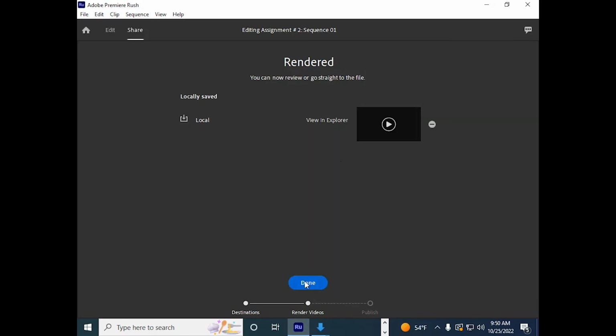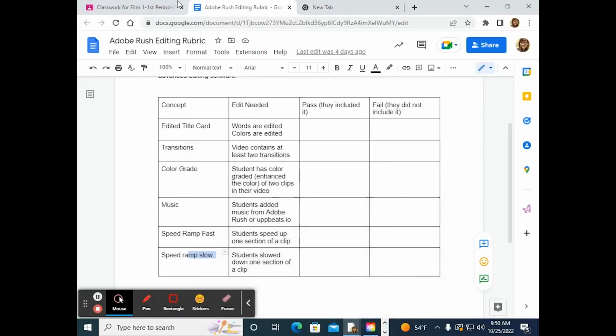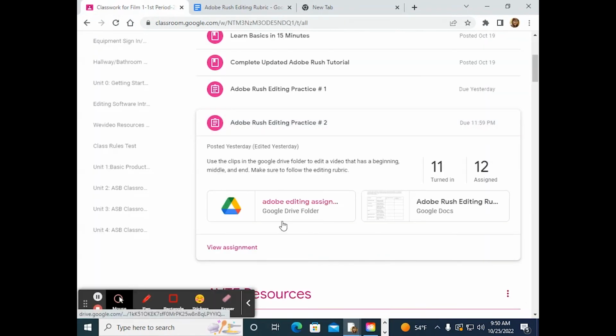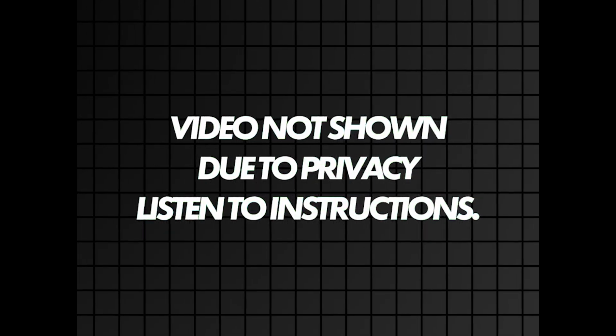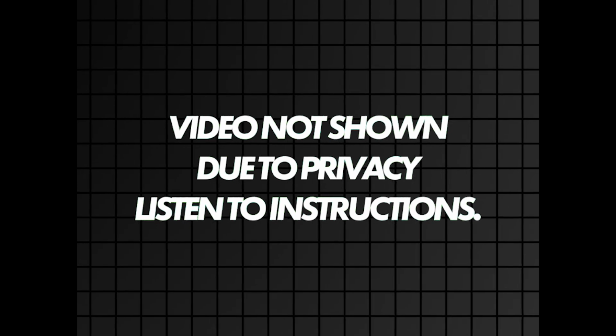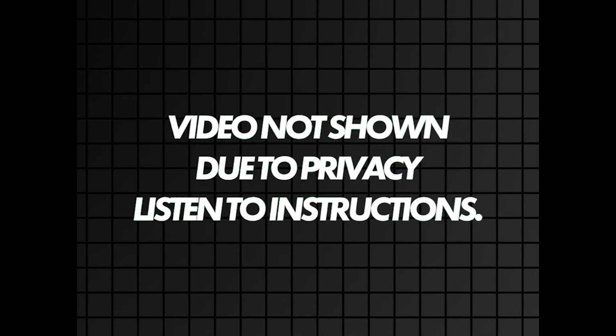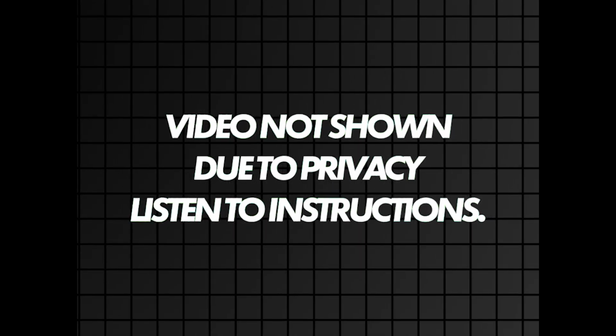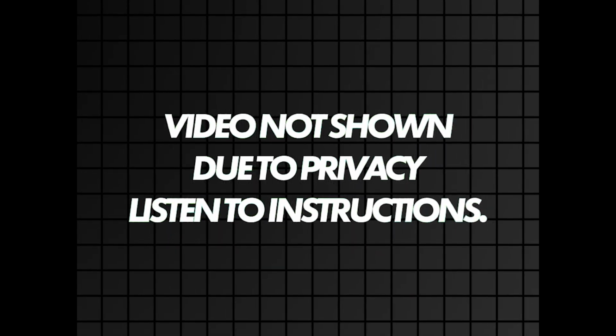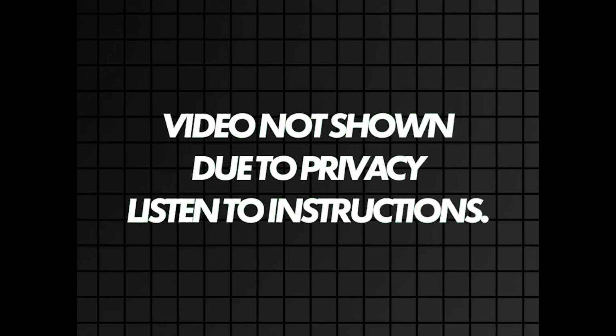All right, so now it is done. So what I need to do is double check my rubric here, make sure I did all of the edits I was supposed to. And then I would go to the assignment. I would click View Assignment. I would click Add or Create. Then I would click File, then Browse, then Documents. And if you actually go to your Documents, you'll see that that is where it is saving your videos. So you click on that, you click Open, and then you click Turn In.